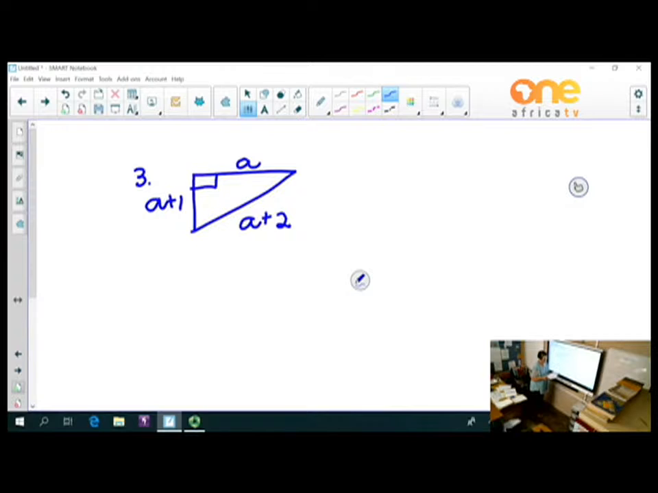And again, we can find a by using Pythagoras here. So I can say that a² + (a + 1)² is equal to (a + 2)².